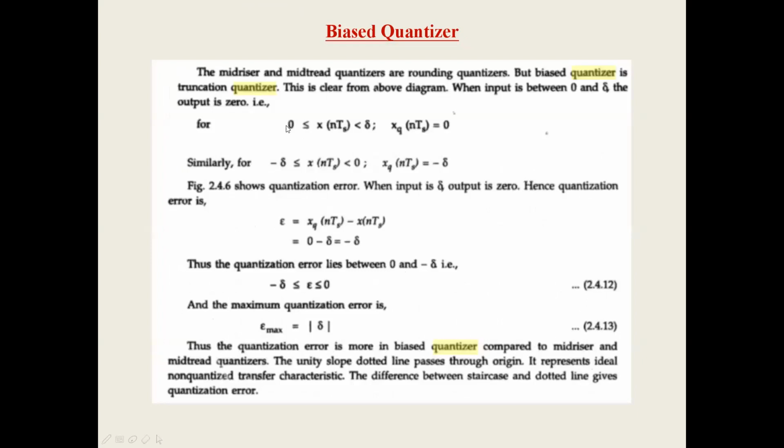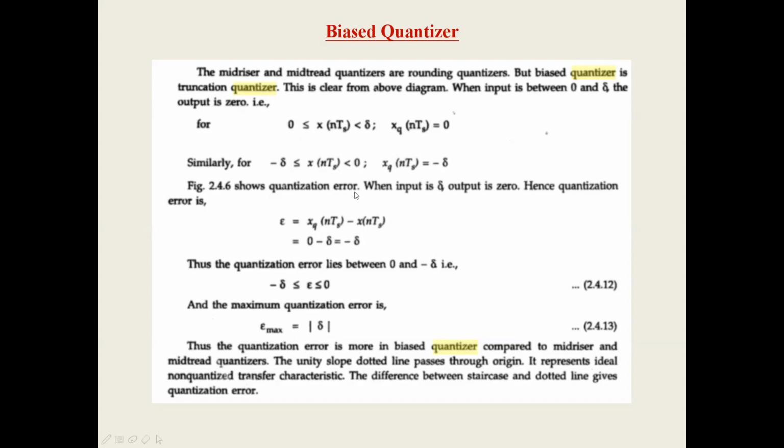To understand clearly what this biased quantizer is, see these conditions. The mid-riser and mid-tread quantizers are rounding quantizers, but the biased quantizer is a truncation quantizer. It is clear from the diagram that when the input is between 0 and delta, the output of the quantizer is 0. That is, 0 less than or equal to x of nTs less than delta, xq of nTs equals 0. Similarly, for minus delta less than or equal to x of nTs less than 0, xq of nTs is minus delta.